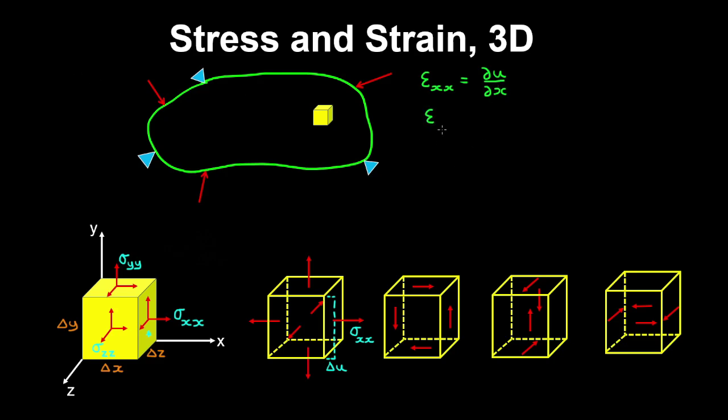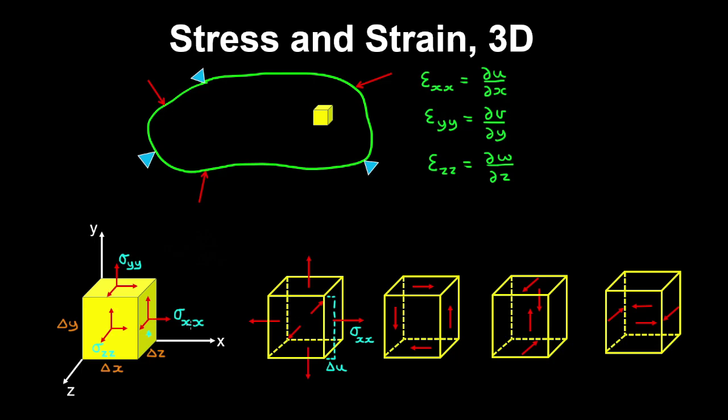And similarly, the strain due to the vertical stress acting on the element is the change in v with respect to y. So we denote the displacement in the vertical direction as v. And similarly, the axial strain in the z direction is the change in w with respect to z. So w is a displacement in the z direction.